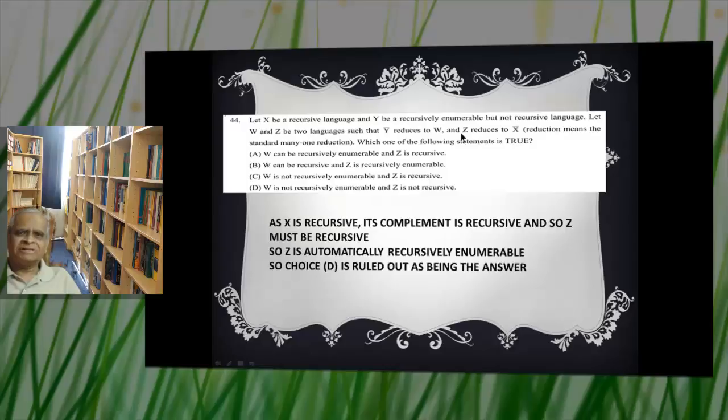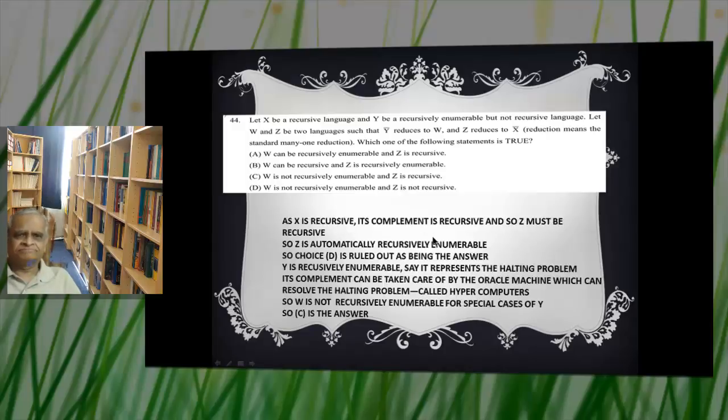Now we are told Z, for example, reduces to X complement. X is a recursive language. Its complement, therefore, is recursive. As X is recursive, its complement is recursive, and so Z must be recursive. So Z is not only recursive, but also recursively enumerable. But choice D says Z is not recursive. So choice D can be ruled out as a candidate for the answer.